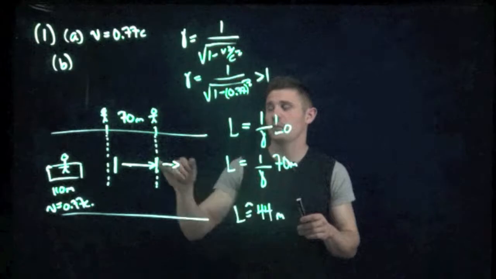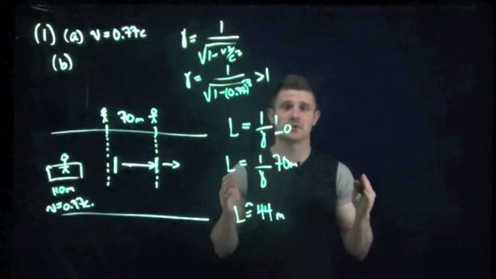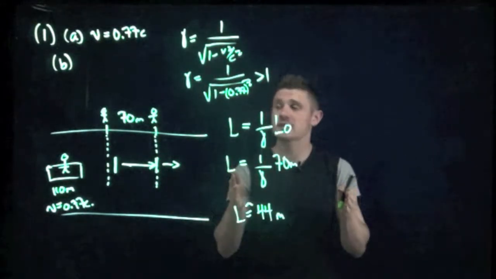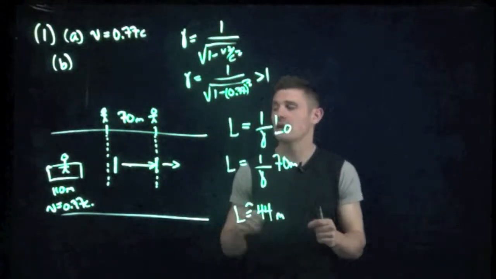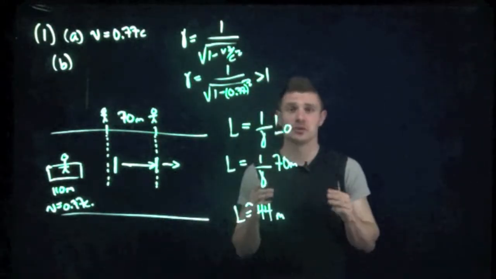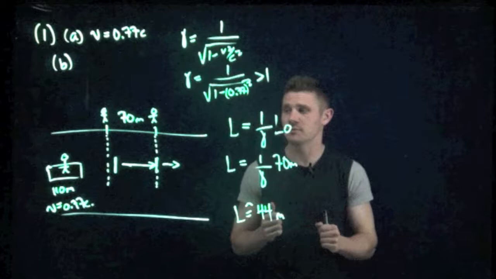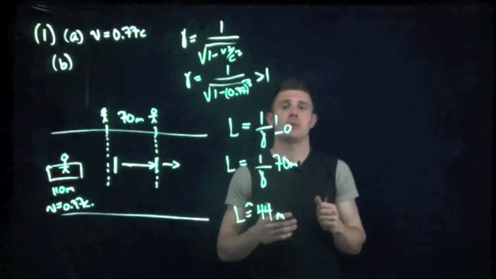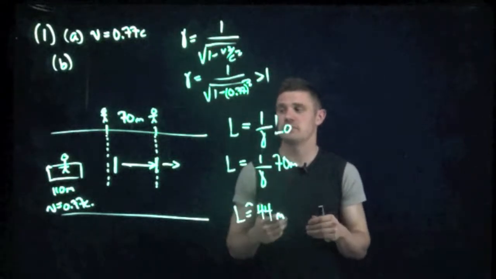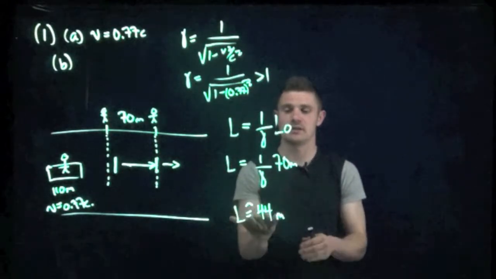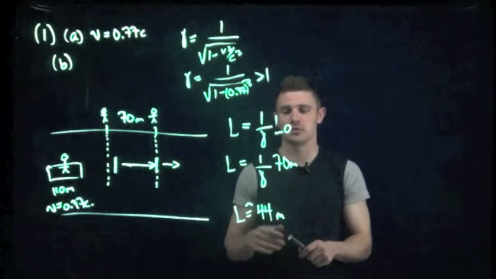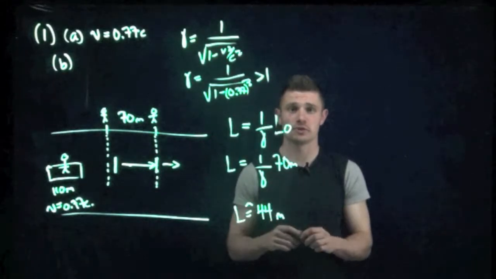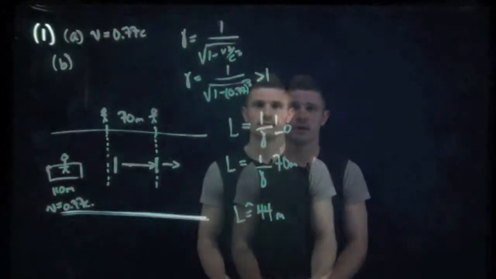So again, just to recap quickly, these two sinister snipers will observe the laser beams being fired simultaneously, a distance of 70 meters apart. And as Heidi passes by, she will observe the two laser beams at different times. She will observe the one in front of her first, and then she'll observe the one coming up behind her after she passes the first laser beam, and she'll see them a distance that's been length contracted to somewhere in the 40 meter range. And that's the answer to part B.